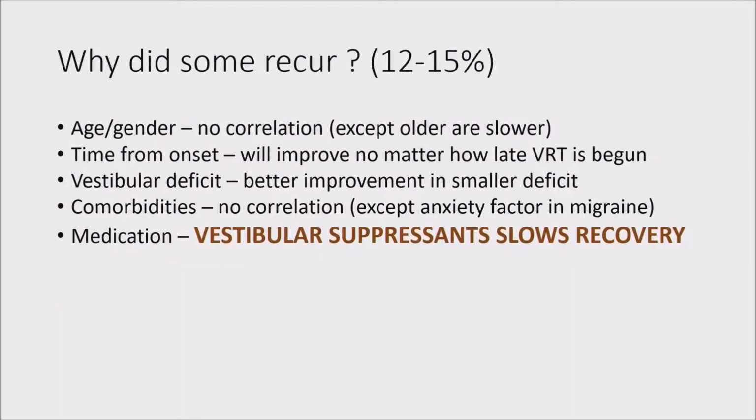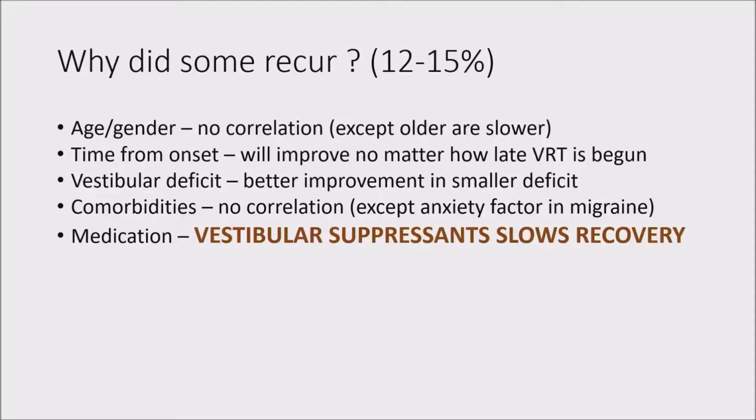Why did some recur? You have patients who are recurring. So they decided that they'll find out. In the same study, 12 to 15% of recurrences were noted. They looked at age and gender. Is that causing it? No, because age, generally an older person will have a slower gait, they'll walk slower, but that doesn't mean that they can't recover completely from this. Time from onset did not make a difference, vestibular deficit did not.